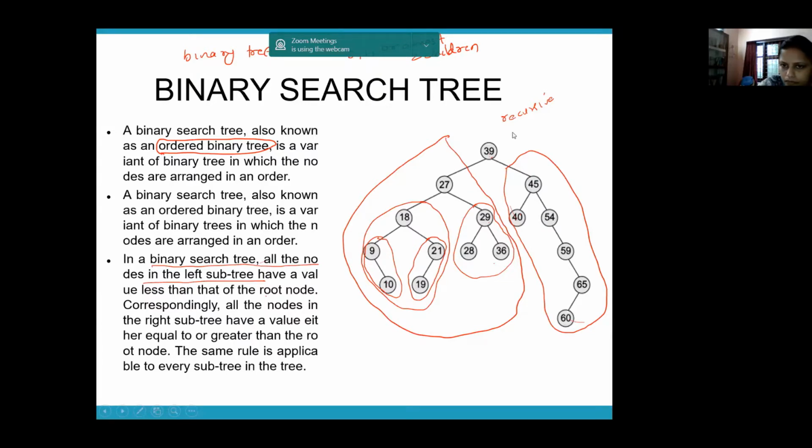Okay, so as you can see, if you take this particular node 29, you can see that the value in the left subtree of 29 is smaller than 29 and the value in the right subtree is greater than 29. That's applicable for every node. Such a tree is called a binary search tree.